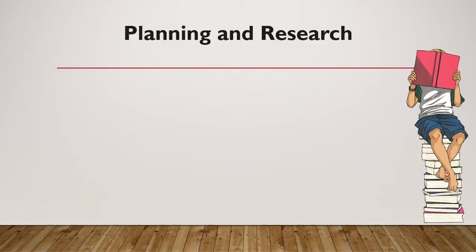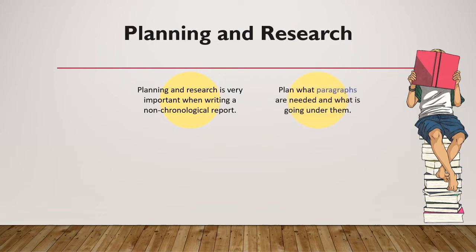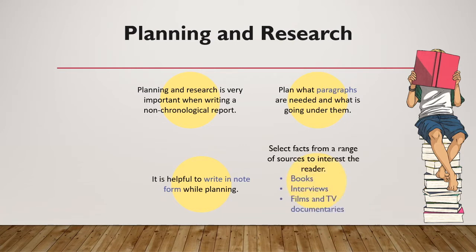Before we move on to looking at an example, let's just recap the planning and the research phase. Planning and research is very important when writing a non-chronological report. Hopefully, you've done some internet research on your topic already. You might want to plan what paragraphs are needed and what is going to go under them. It's helpful to write in note form while planning. Hopefully you'll have used a range of sources. You might have seen some internet sources, you may have seen some clips online too.